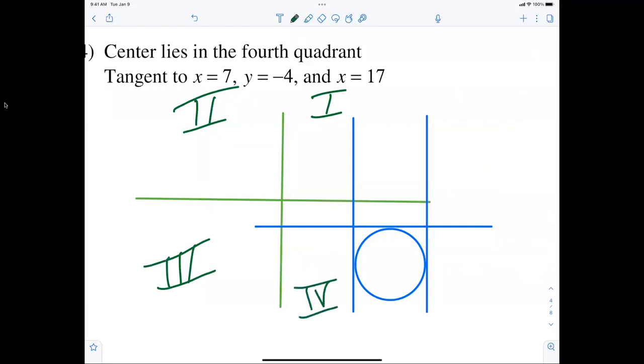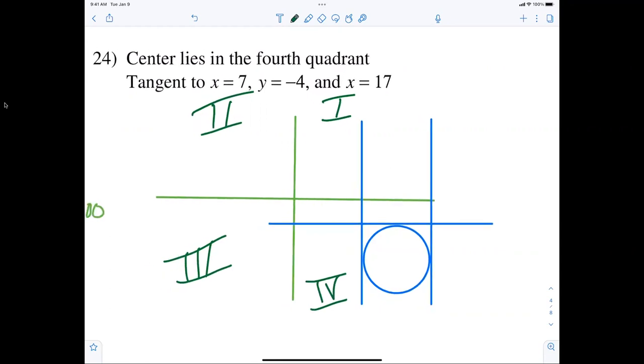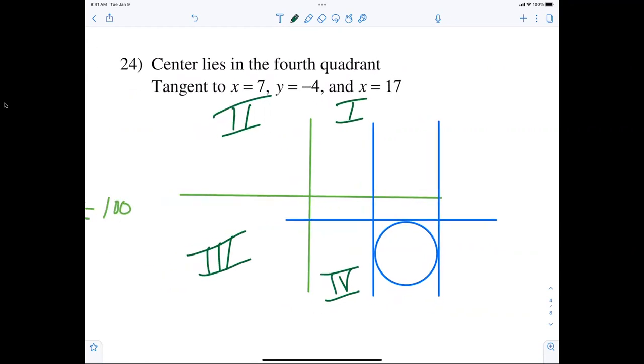All right, so we know that's tangent to x equals 7 and tangent to x equals 17. That means the x coordinate is going to be located at what? 12. Exactly. And it lies in the fourth quadrant and it's tangent to y equals -4.